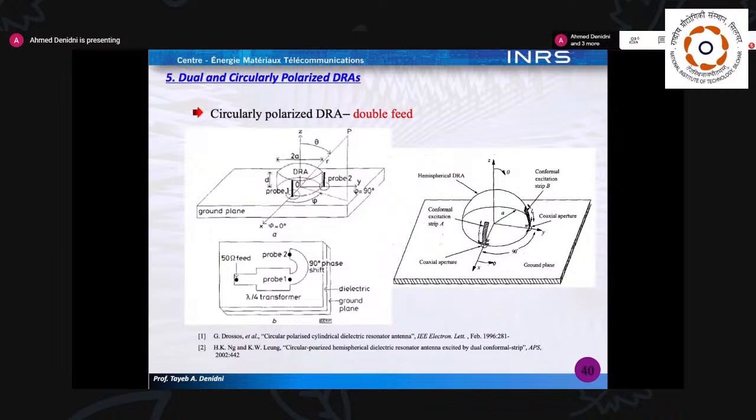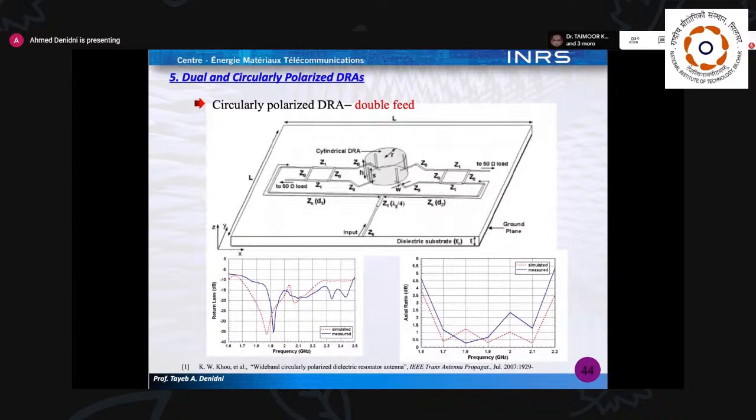Now, I just like to finish quickly, the circular polarization with double feeding. We can also have that. Instead of single feeding, we have two feeds. And we have a phase of 90 degrees. We can have this shape. And we can also use a conformal excitation here and excitation here to generate a circularly polarized operation. Another technique like this, which is not easy but complicated, we can see the results here. And also we can see the axial ratio has a little bit larger bandwidth. And here are the simulation and measurement for this work.